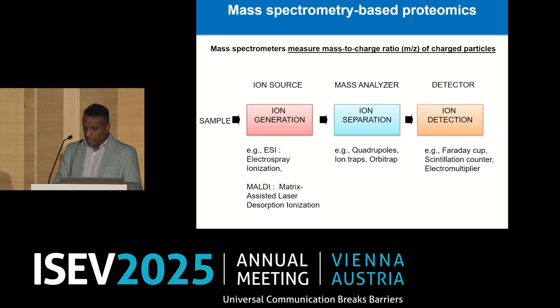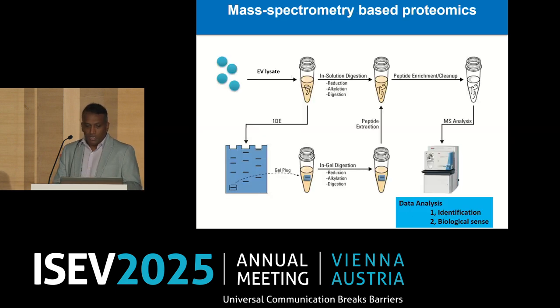So in theory, you will have an ion generation in your mass spec, which could be an ESI, electrospray ionization, or it could be a MALDI. And then you have a mass analyzer, which is an ion separation column, which is a quadrupole or an Orbitrap. And then you have an ion detection, which detects your mass over charge.